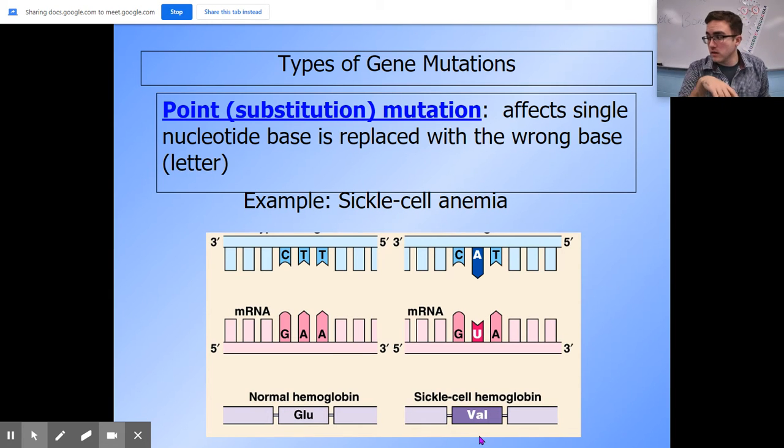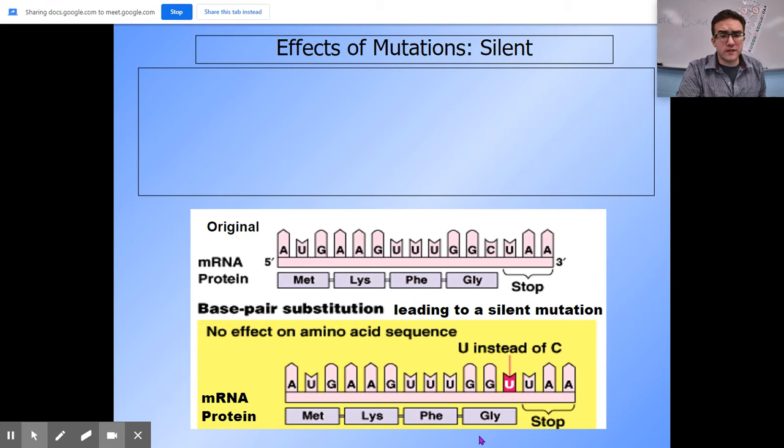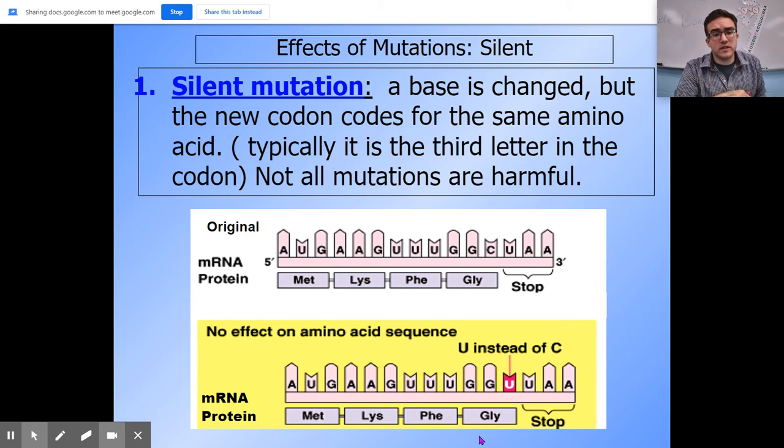For point mutations, we have 3 different types. The first is called a silent mutation. A silent mutation is when the base is changed, but the new codon that appears codes for the same amino acid. So there's really no effect on the protein that gets made. Usually it's going to occur in that third letter. That third letter of the codon is kind of what determines what amino acid gets made.